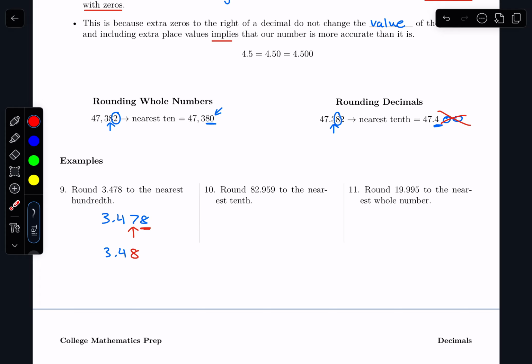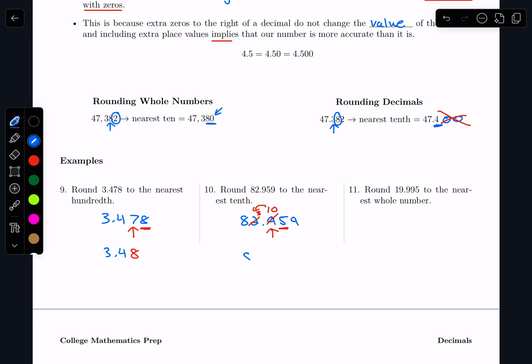Number 10, we want to round 82 and 959 thousandths to the nearest tenth. So I'm going to take the number and identify the tenths position. That's where this 9 is. The number next to it is a 5, so we're going to round up. So that 9 is going to become a 10. But when it becomes a 10, we have to add the 1 to the next column. So the 0 stays there, but the 1 goes to the next one and makes that 2 a 3.